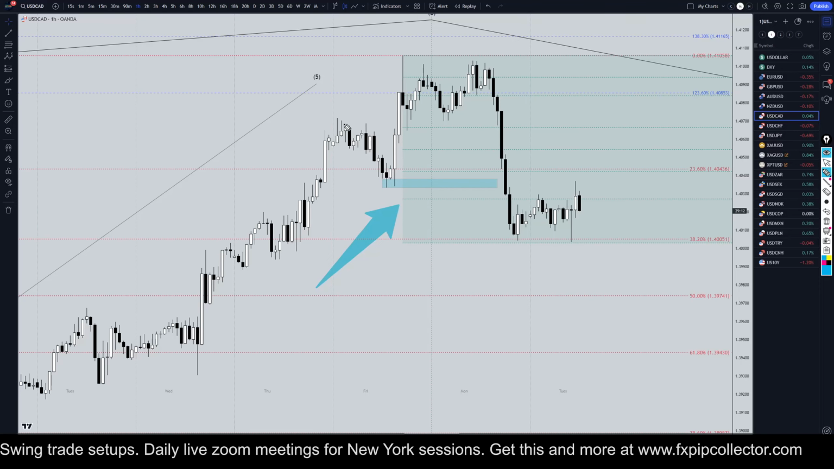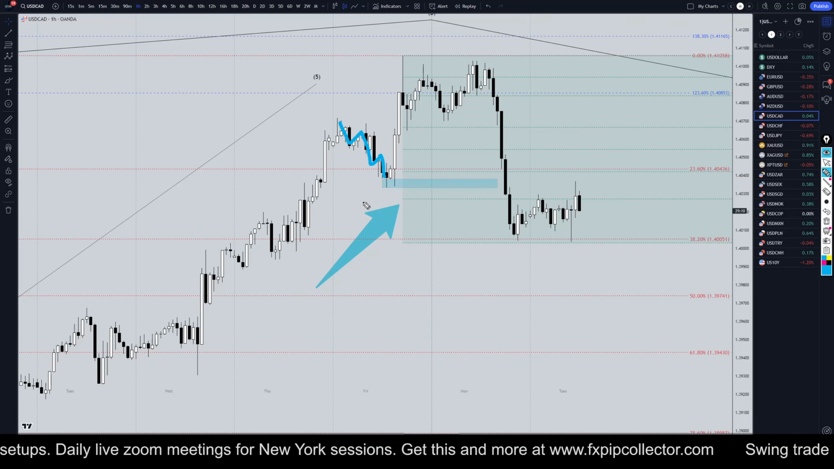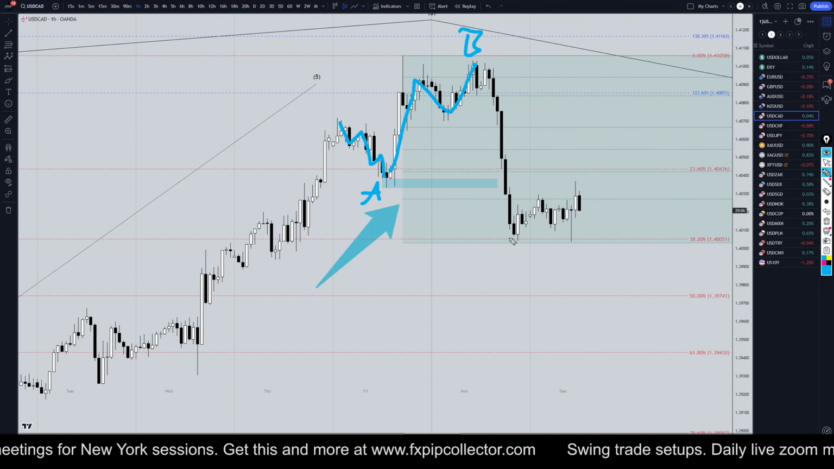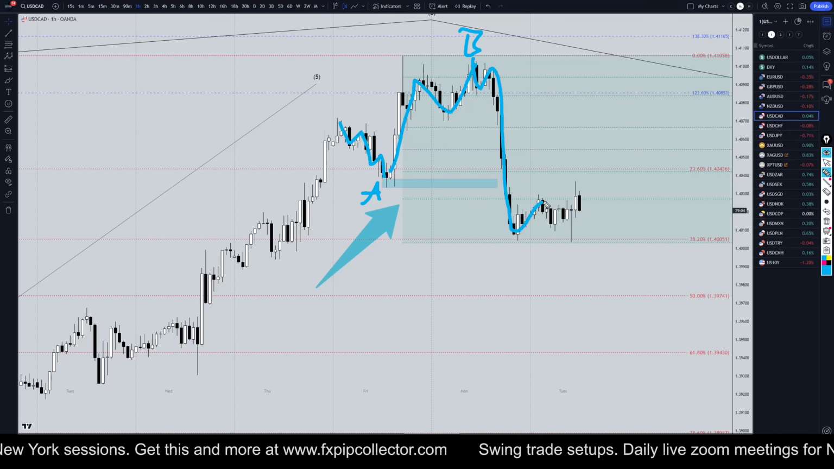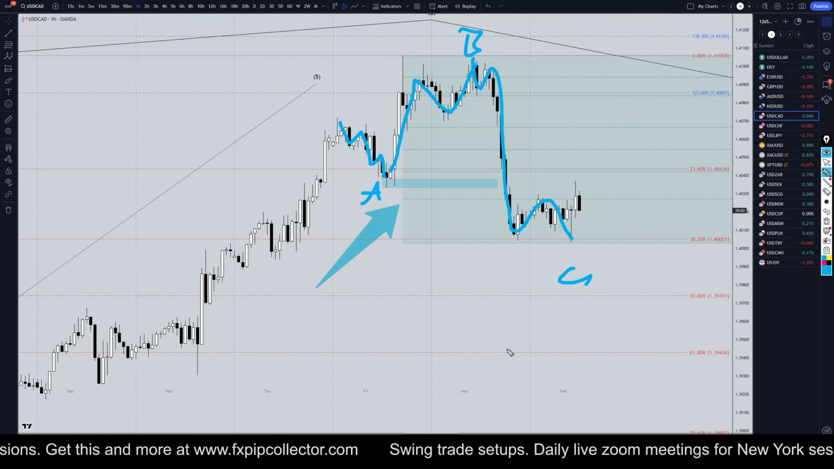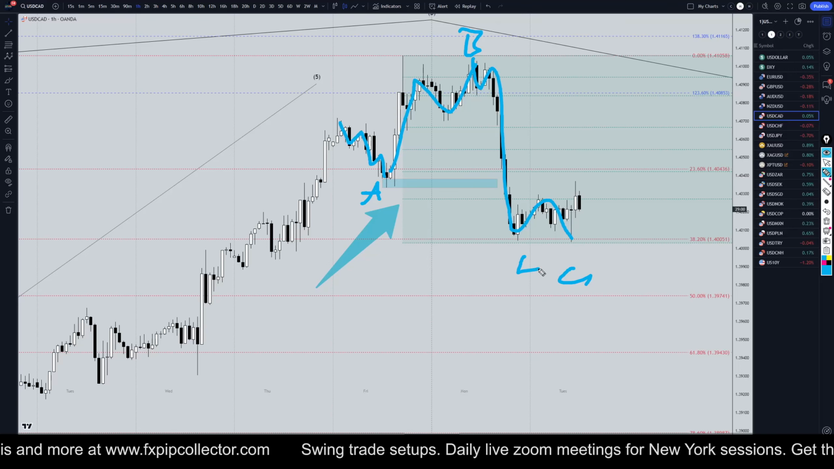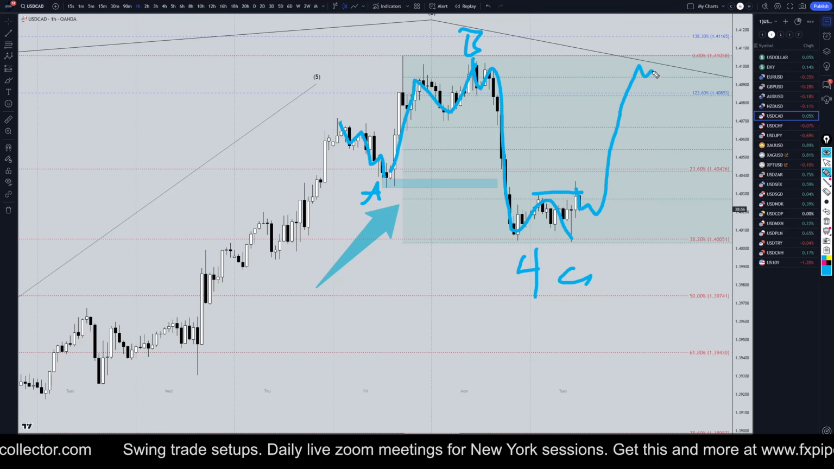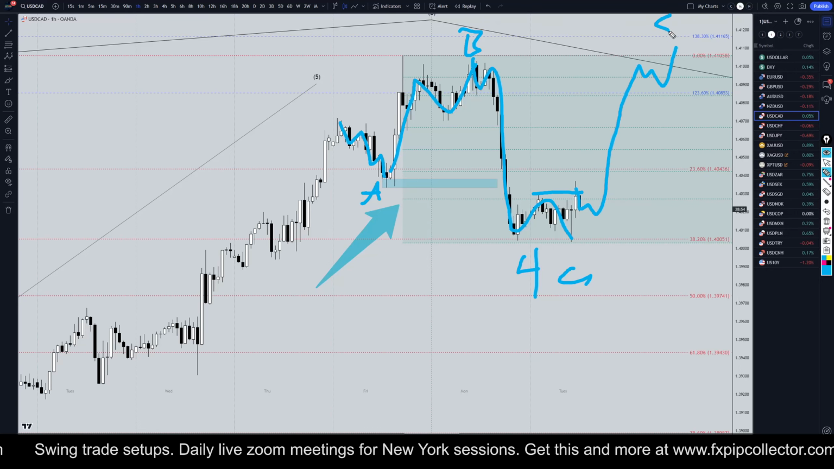I was kind of wondering if maybe this was actually 5 waves down over here for the A, and this was potentially 3 waves up for wave B, and that this was a 1, 2, 3, 4, 5 of wave C. So if this is an ABC of wave 4, then this break of structure potentially could be the beginning of a move up like this for a wave 5.